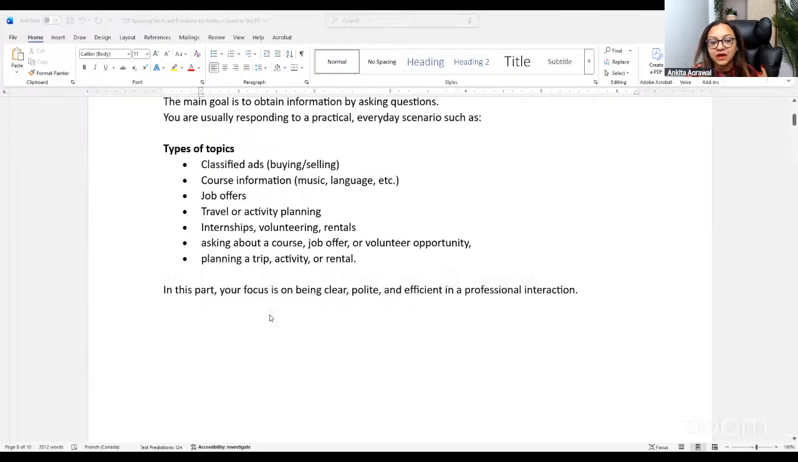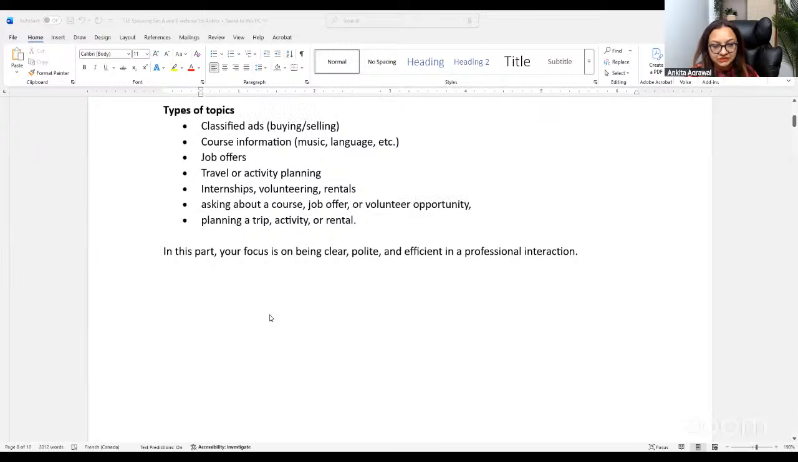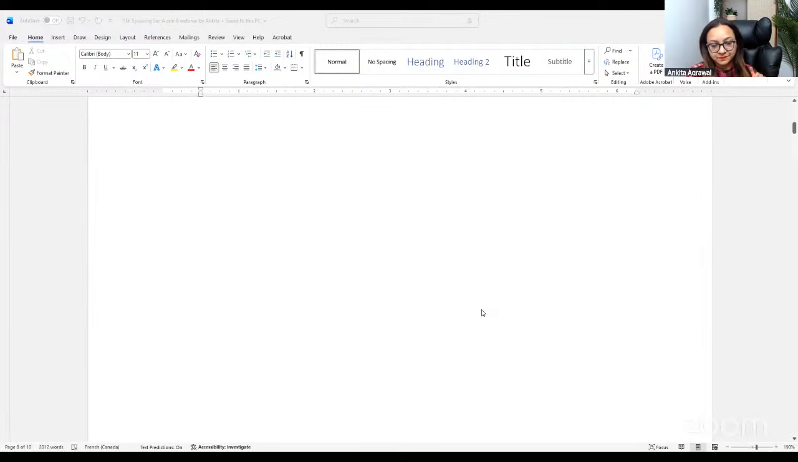Internship, volunteering, asking about a course, a job offer, volunteering is done, planning a trip, an activity or rental: renting a car, renting a scooter, renting a bike, all of those. Renting a storage space, like we have in Canada. There are a lot of storage spaces, so renting all of those. So it could be a very simple, focused, polite, and efficient professional interaction. That means you cannot do tutoyer, you cannot take the informal path.